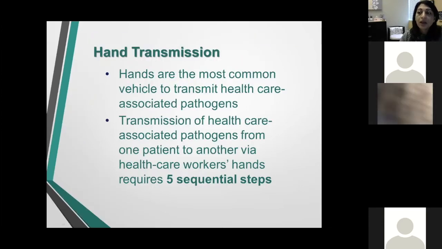Hand transmission. So hands are the most common vehicle to transmit healthcare associated pathogens or germs. Transmission of healthcare associated pathogens from one person to another through healthcare workers' hands requires 5 sequential steps. So in sequence, we have to have these 5 steps.